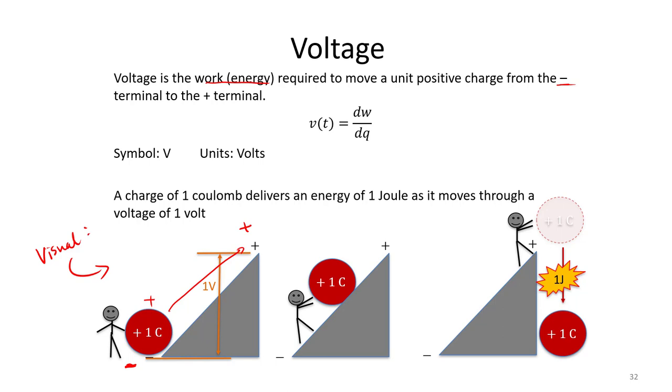So mathematically, we write our voltage as the derivative of work with respect to charge. The symbol is V for volts, and the units are volts. And notice the convention here: a charge of 1 coulomb delivers 1 joule as it moves through a 1 volt voltage. As seen in this picture, if I move my 1 coulomb charge from the negative to the positive, if it drops this distance of 1 volt, then we will deliver that energy of 1 joule.